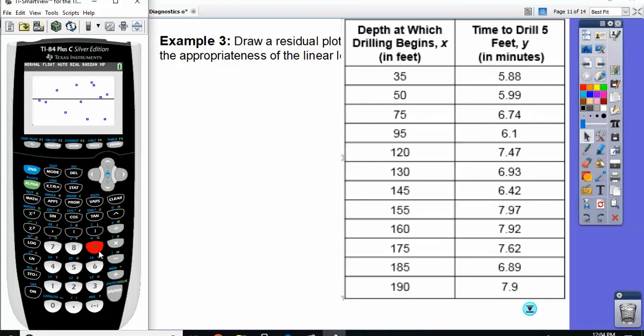So this one is fairly good. There's no clear pattern. We don't have a parabola or anything like that. As far as the cone shaped, it kind of looks for a second like maybe it's going to spread out, but then we had points back closer to 0 again, so it's not really cone shaped. Do we have any outliers here? No. So this one is a pretty good model.